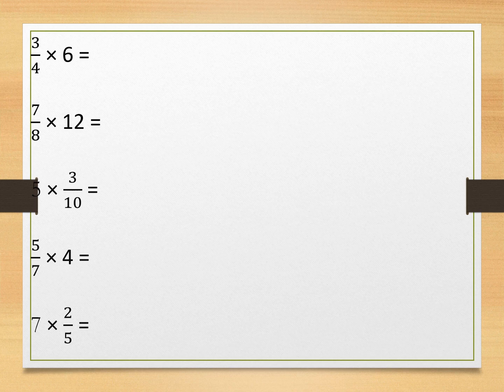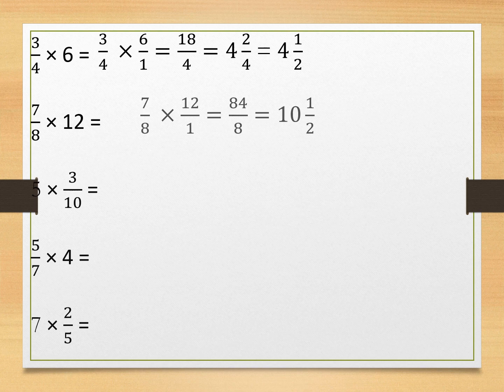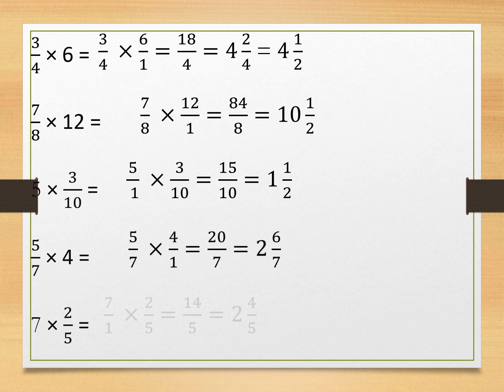It's an improper fraction, so we convert it into a mixed number. 18 divided by 4 is 4, and the fraction is 2 over 4 because the remainder is 2. Then you will notice that 2 over 4 we can simplify again to give you 1 over 2. So the final answer is 4 and a half. And the others are solved by the same method.